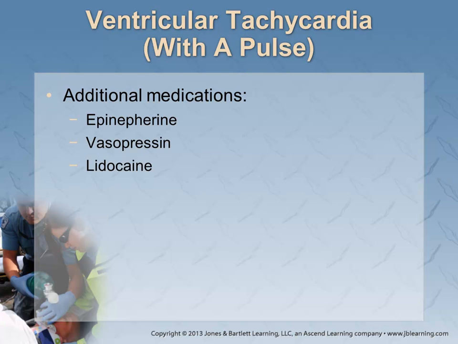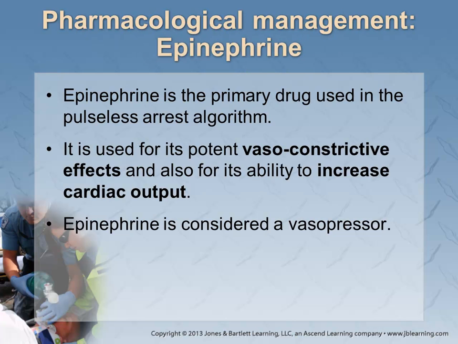So with VTAC with a pulse, we may consider doing some of these medications here. Alright? Most often your frontline medications for VTAC with a pulse are going to be an amiodarone drip, an antidysrhythmic drip, or a lidocaine drip. Alright? Epi is used in your pulseless arrest.